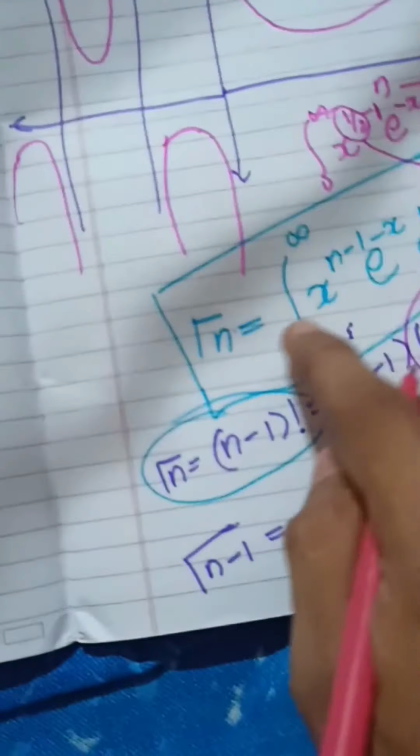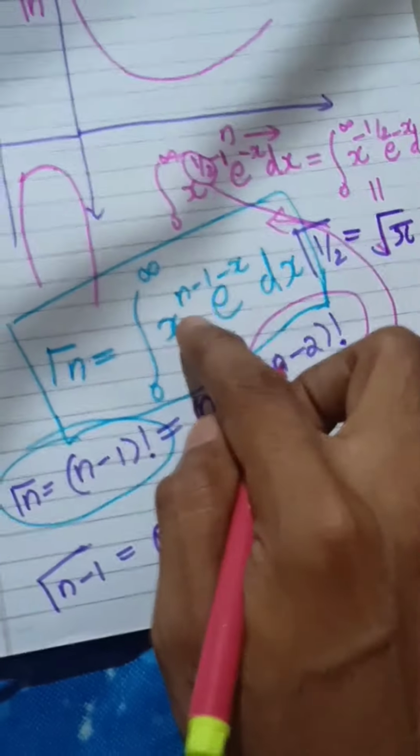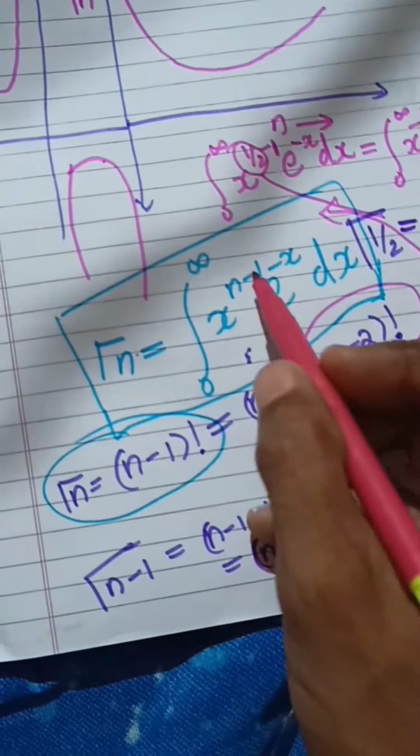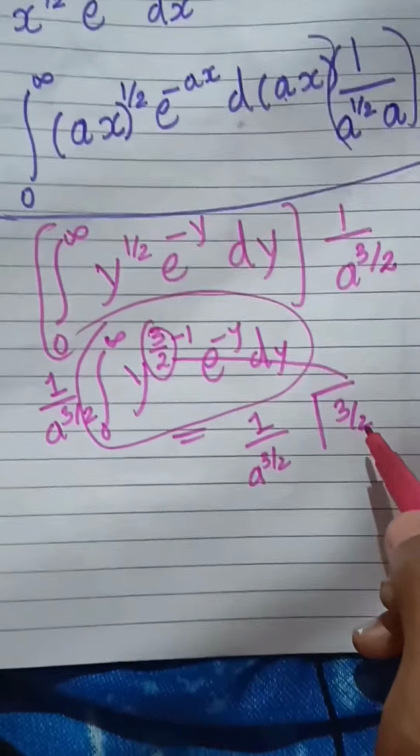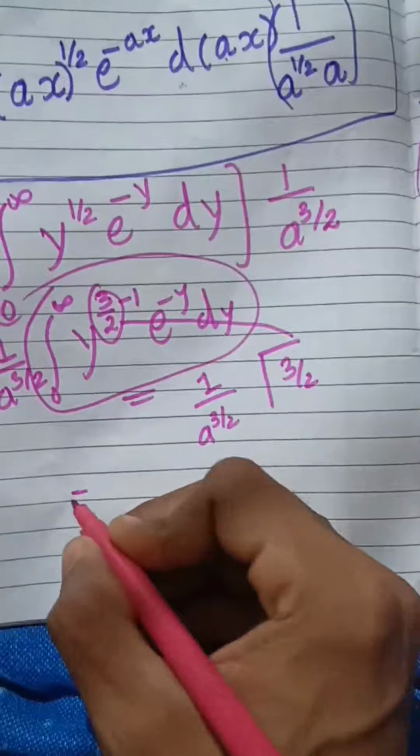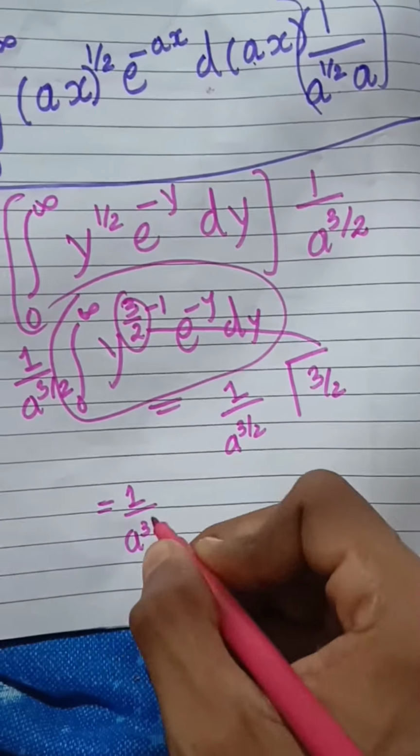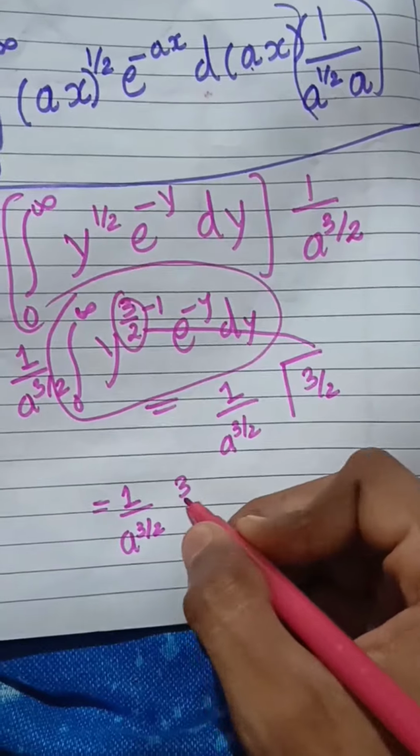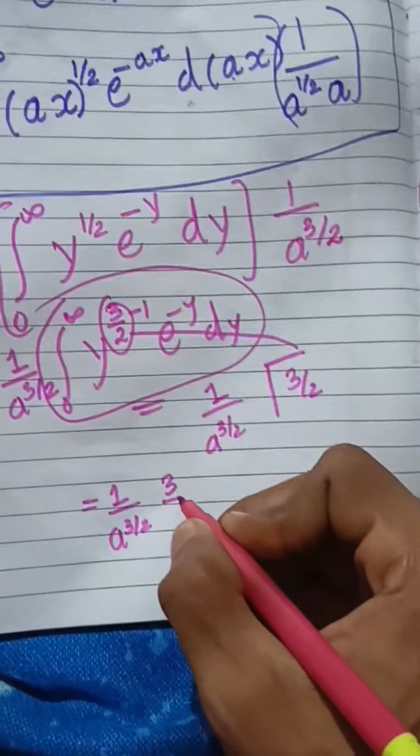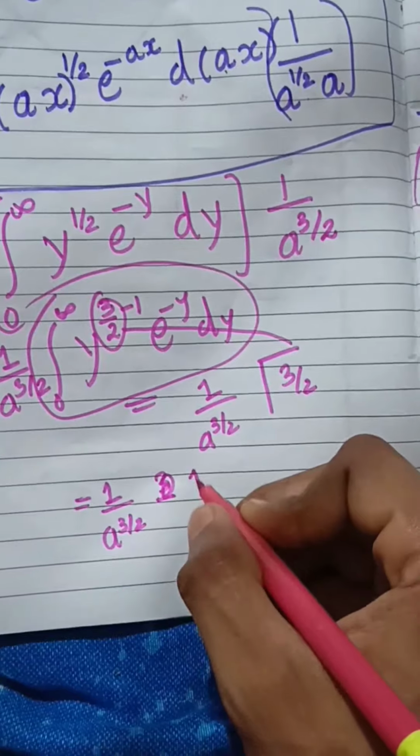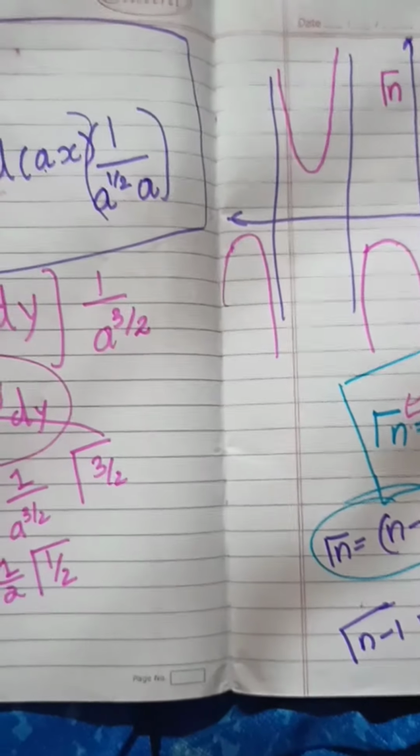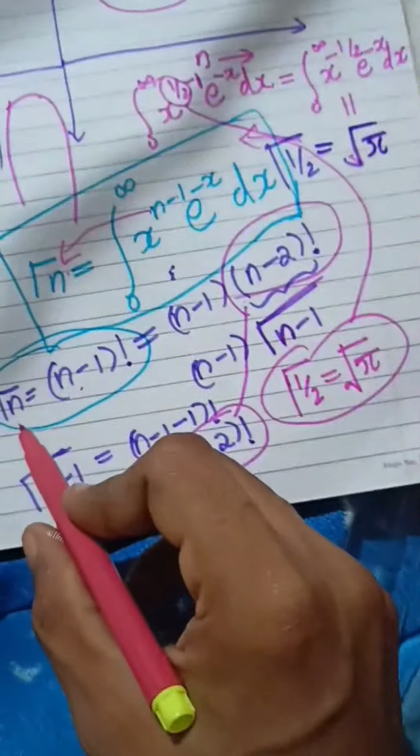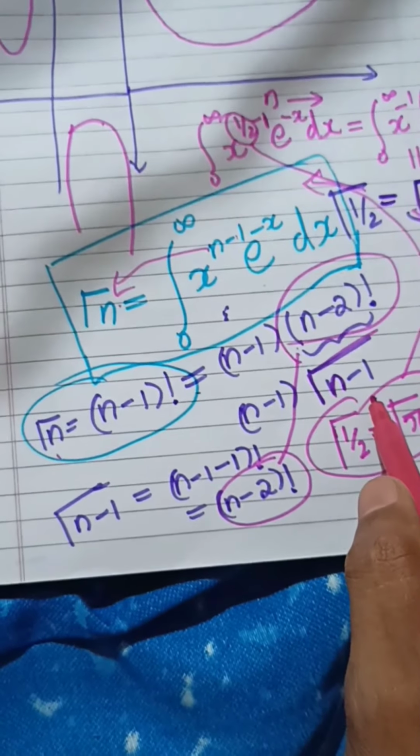Why? Because this is gamma n. In this expression, you can see that this is gamma n. So this is gamma 3 by 2. Gamma 3 by 2 can be written as 1 over a to the power 3 by 2. Gamma 3 by 2 can be written as 1 by 2 gamma 1 by 2, using gamma n is equal to n minus 1 gamma n minus 1.